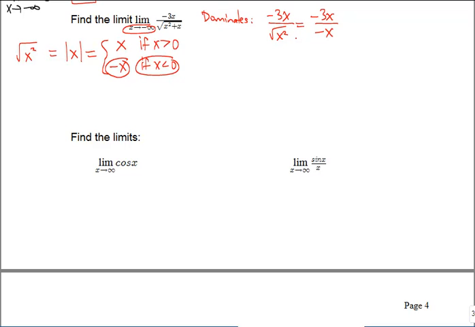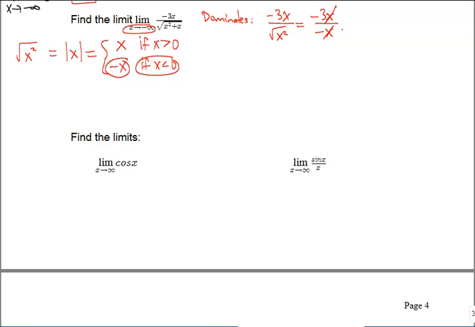So just be really careful with these square root problems. Look at which kinds of x's you're looking at. If you're looking at positive x's to positive infinity, then this would have just simplified to plain old x. But if you're looking at negative x's going to negative infinity, then you need the opposite of x as your reduced answer. So now we know what dominates on the top and what dominates on the bottom.